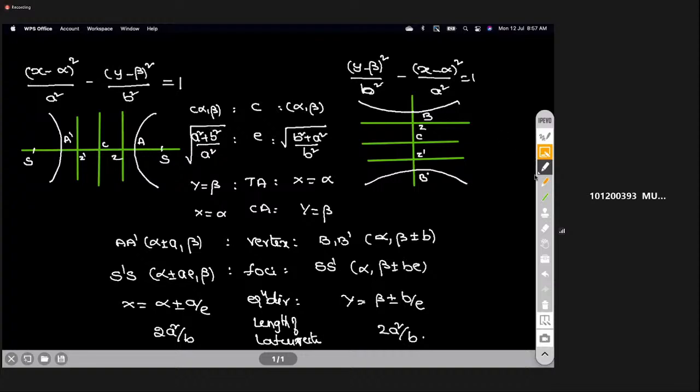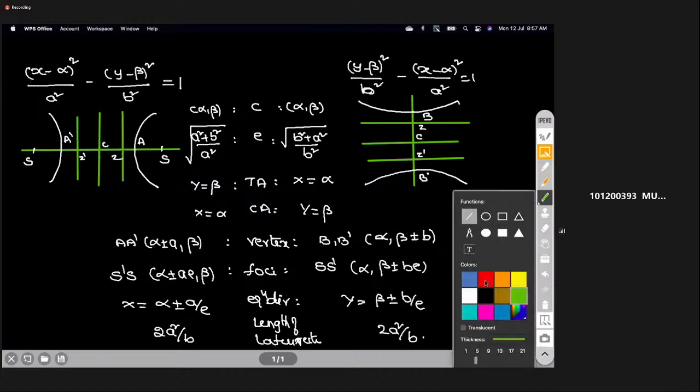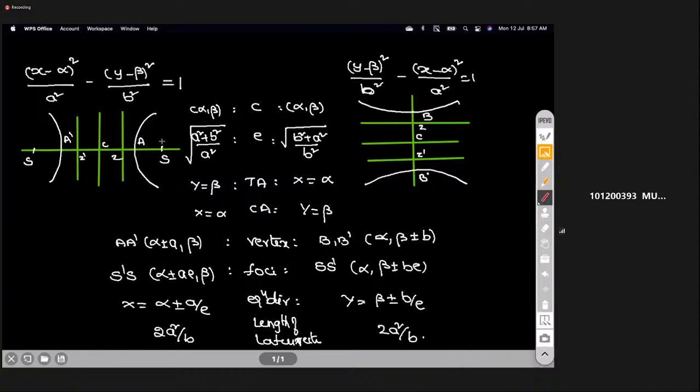Here, look at here. This is the latus rectum. If S is here, this is the latus rectum. So this is the length of the latus rectum. In this case, this is the latus rectum. This is also a latus rectum. So the line perpendicular to the transverse axis and passing through the foci is known as the latus rectum.